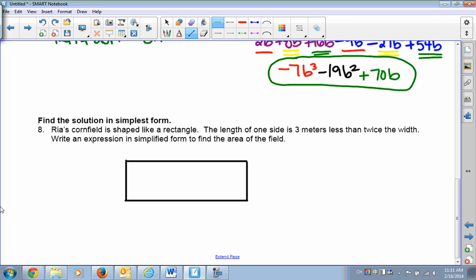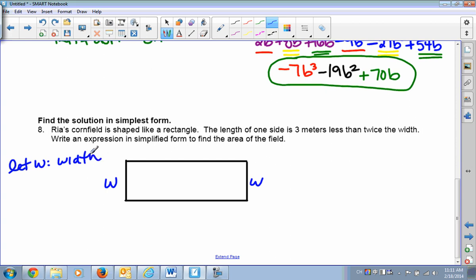The length of one side is 3 meters less than twice the width. Well, what's the width? What does it represent? W. Remember, let W equal width. The length is 3 meters less than twice the width. So how are we going to represent the length? 2W minus 3.